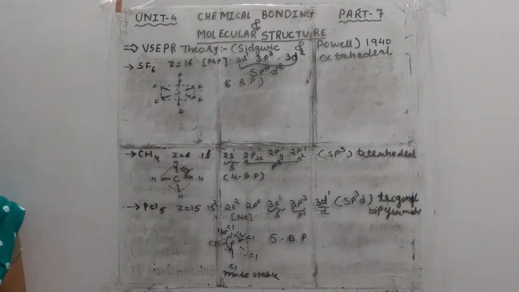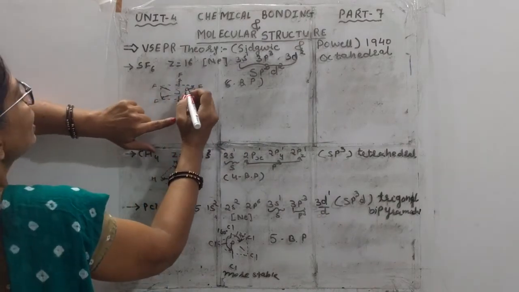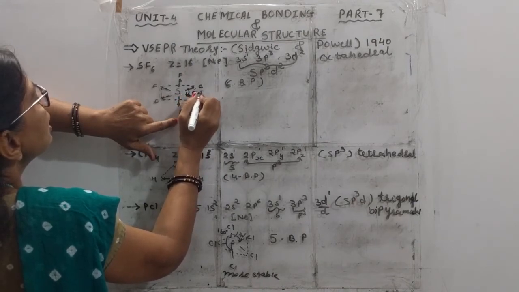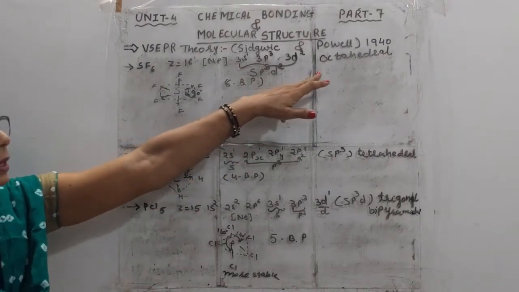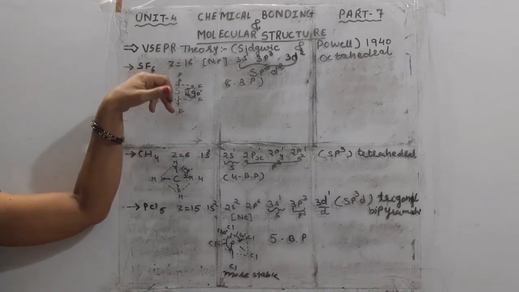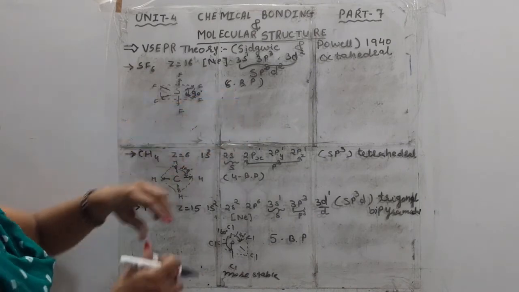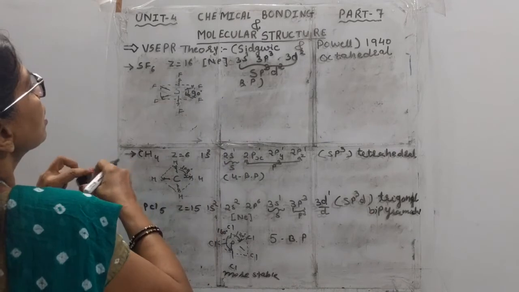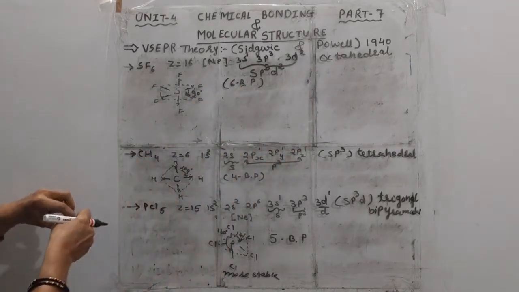this way if we join, then the shape will be, here it is clear, and the angle is 90 degree. The angle is 90 degree, and that's why the shape is octahedral. So SF6: sp3d2 with 6 bond pair, 6 bond pair and octahedral shape.